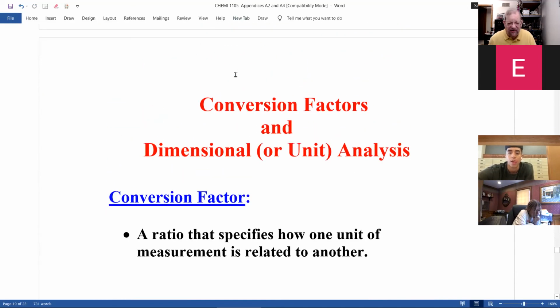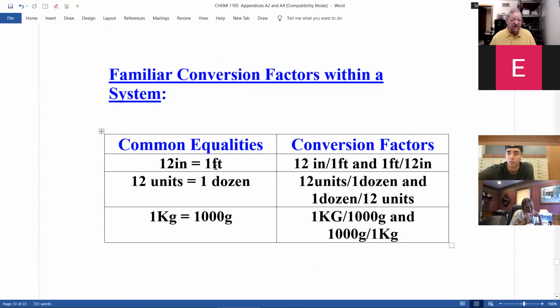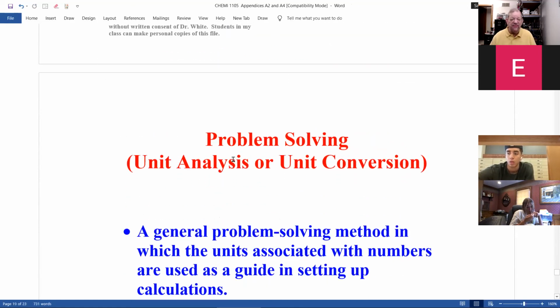Now, in the book, they have something called dimensional analysis. I like the older word, unit analysis. And this is a way of converting from one unit to another type of unit. For example, if you had 12 inches, how many feet is that? If you had 36 inches, how many feet is 36 inches? Use unit analysis.